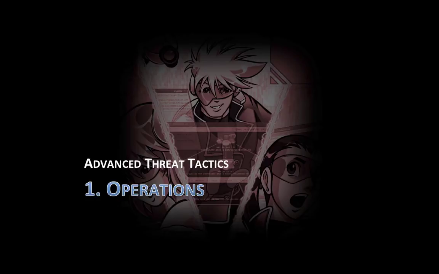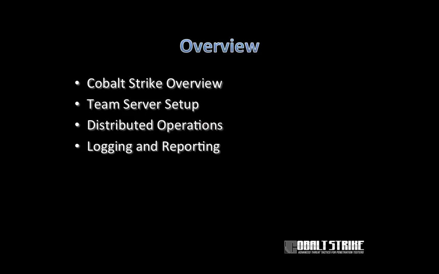Okay, with that out of the way, let's go ahead and get started with part 1 of Advanced Threat Tactics, Operations. In this lecture, we're going to introduce Cobalt-Strike and talk about some of its history and what it's built for. I will also talk about how to stand up a team server and connect a Cobalt-Strike client to it. And we'll talk about Cobalt-Strike's model for distributed operations.